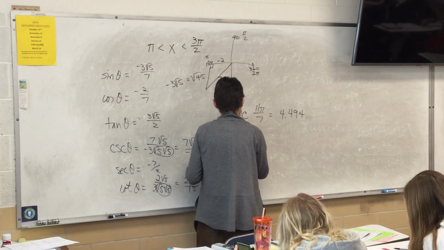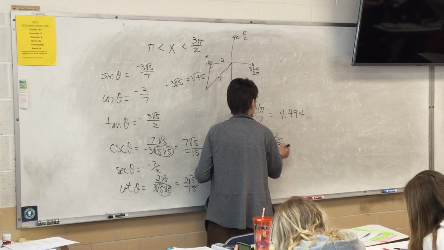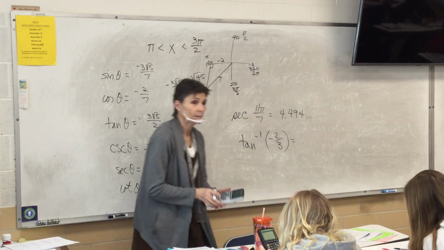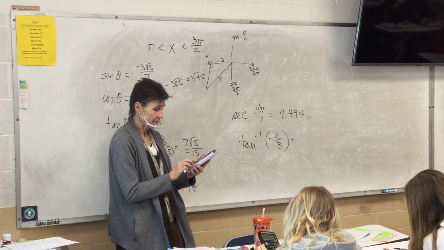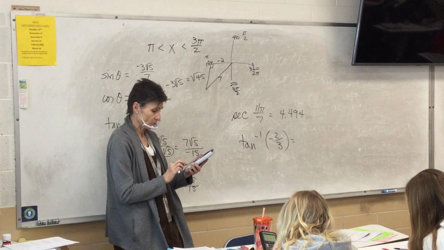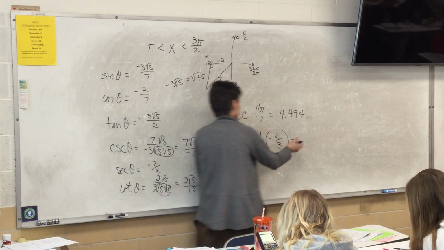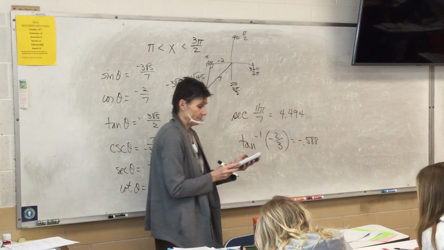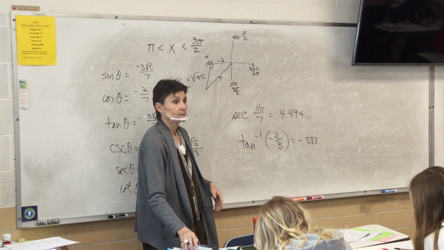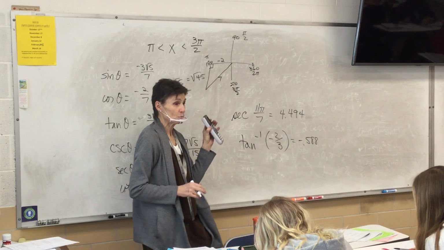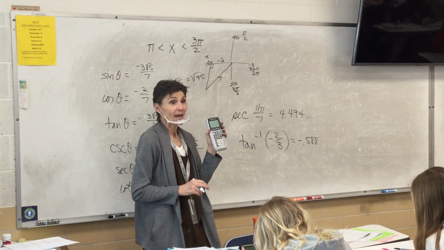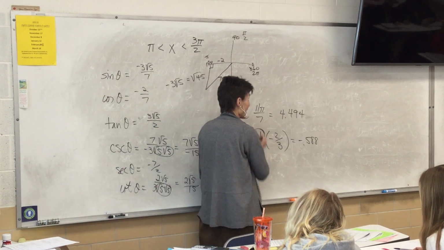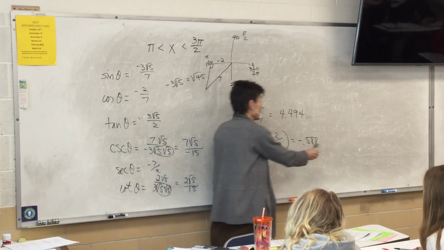Second tangent, negative 2/3. We can just type that one in, can't we? So second tangent, negative 2/3. Did you get negative 0.588? What's the unit on that? Degrees. Not degrees, not unless you changed your calculator. That is a radian. This notation means angle, and that's radians.